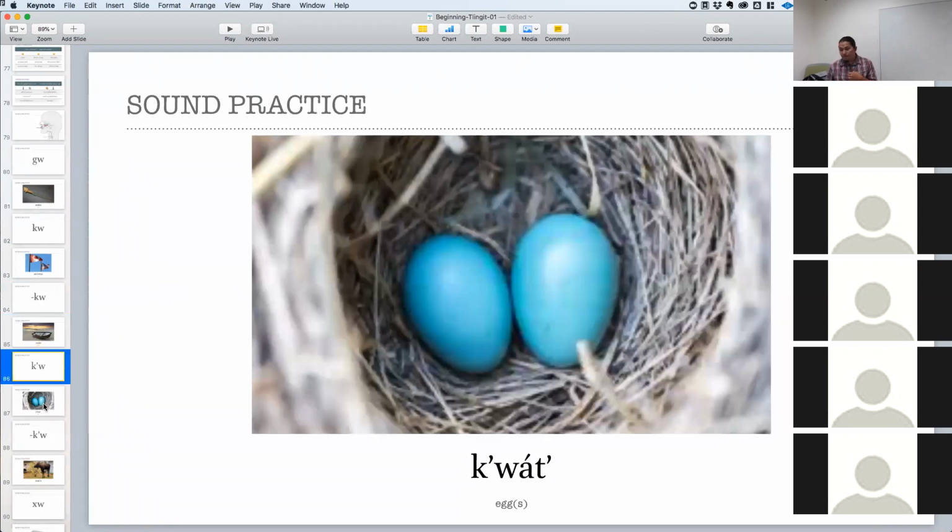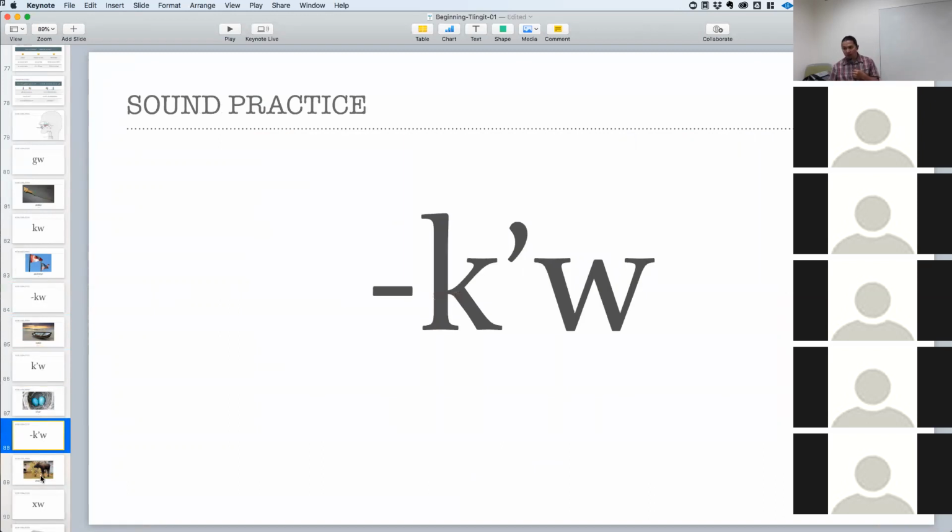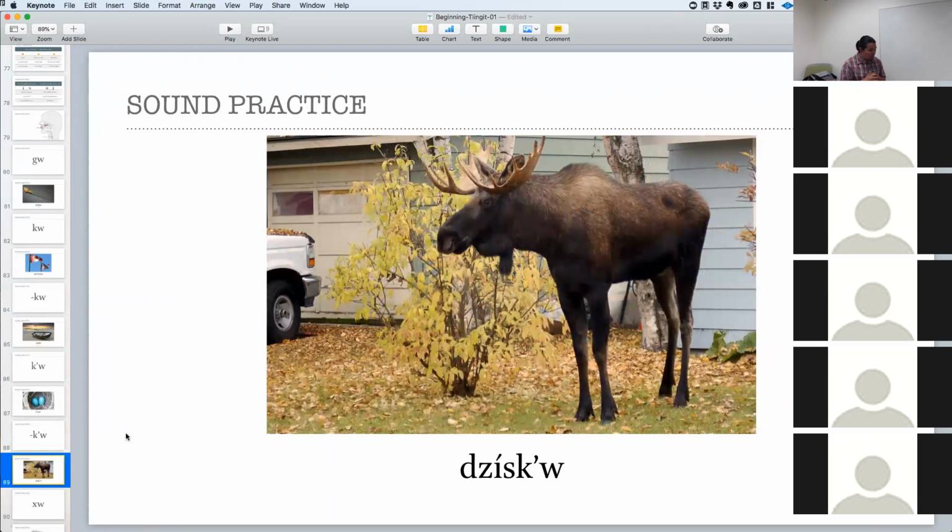Kwa. Quat. Ak. Zisk. And there are some communities where zisk is tsisk, and tsisk is zisk. So the voiced one, zisk, is a moose for most speakers, although Kwakwan tends to prefer tsisk. But in a lot of other communities, tsisk with the TS is an owl with the tufts.